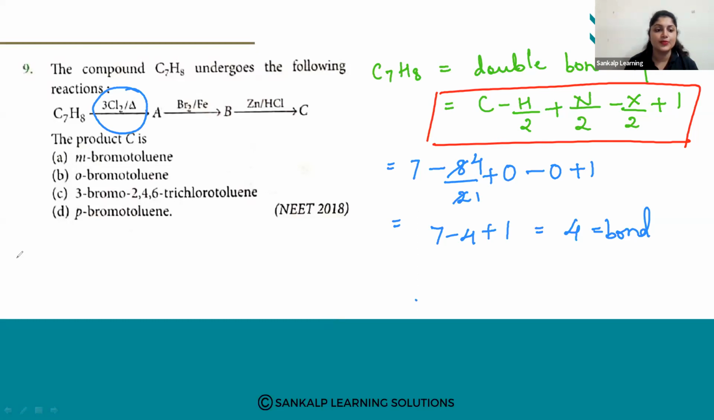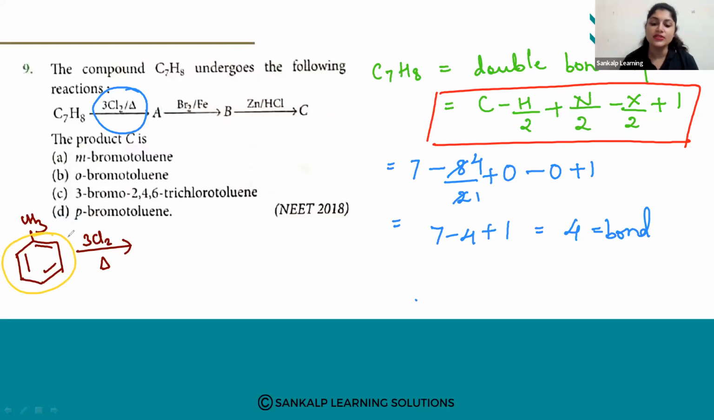So toluene. Okay, toluene is what? It is Cl2 and heated. So what is happening here? This is a nucleophile, right? Benzene, whenever there is a double bond, it will undergo electrophilic substitution due to high electron density. So this is an electrophile, so this can attack, but if you are heating it, it will not.